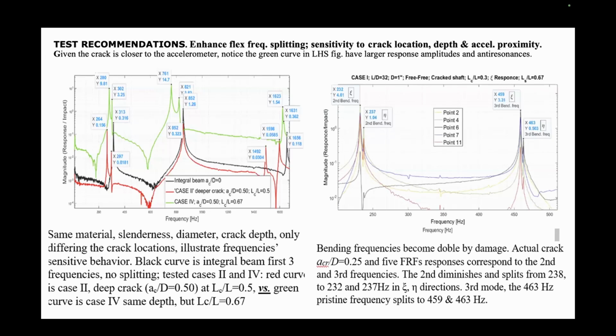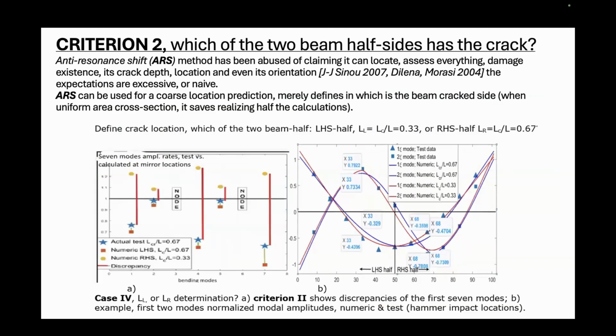In this figure over here, I have 5 frequency response functions belonging to the second and the third frequencies. It is not very well seen, but they split, you know, and these are experimental ones.